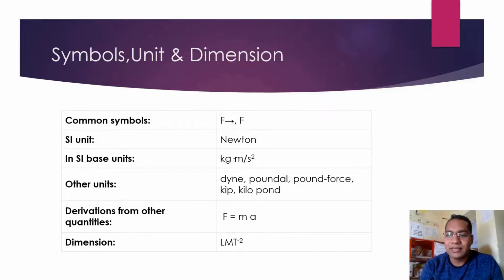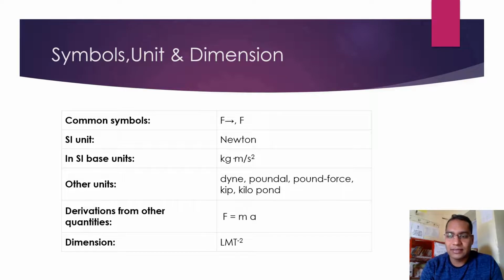The SI unit, means standard unit of force, is Newton, because Sir Isaac Newton coined the term force. The SI base unit is kilogram meter per second square, and its other units are dyne, poundal, pound force, kip, kilopound. The formula of this is F equals to ma. Here m is mass and a is acceleration. So force is equal to m into a. The dimension of force is MLT to the power minus 2. That's the symbol, units and dimension of force.